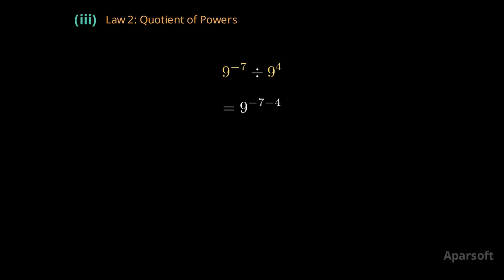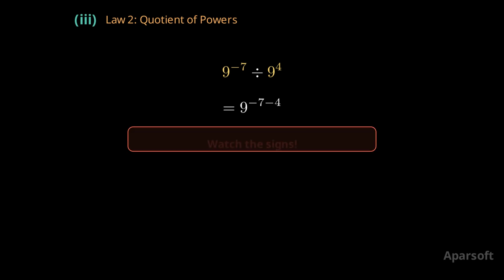We need negative 7 minus 4. Watch the signs carefully. Think of it like owing 7 rupees and then spending 4 more. You are now 11 in debt. Negative 7 minus 4 equals negative 11. So, 9 to the power negative 11.